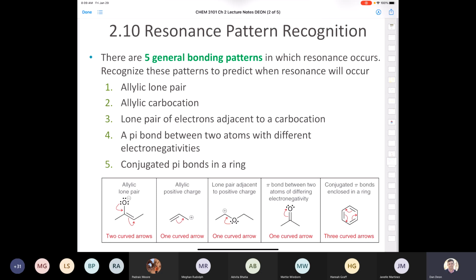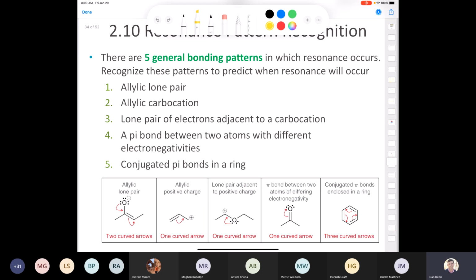So here are the 5 general bonding patterns, and we're going to look at all 5 of these in detail. The first one is an allylic lone pair, represented here. The second one is an allylic carbocation, shown here. The next is a lone pair of electrons adjacent to a carbocation, shown in the third box. Then a pi bond between two atoms with different electronegativities. If you look at the fourth box, you can see oxygen and carbon have different electronegativities, obviously. And then the last one is conjugated pi bonds in a ring, so that's aromatic. We're going to look at all 5 of these in gory detail.